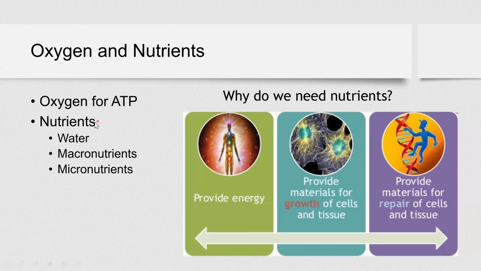Nutrients. First of all, nutrients involve macronutrients, micronutrients, and water. Macronutrients are what you need in larger amounts, like proteins, carbs, and fat. And micronutrients, you might need some vitamins, you might need some minerals like calcium in your diet, right? So those are the types of nutrients that we need. And nutrients provide material for growth of cells and tissue. As they provide you energy, they also provide materials for repair of cells and tissues. That's why we need nutrients and oxygen: for energy and for material to build your body and to replace cells of your body that are damaged, that are not functioning properly anymore, right?